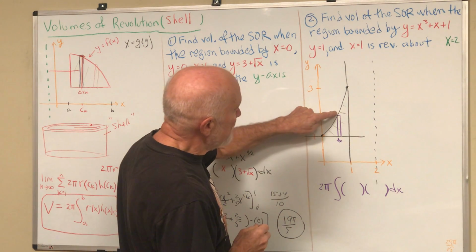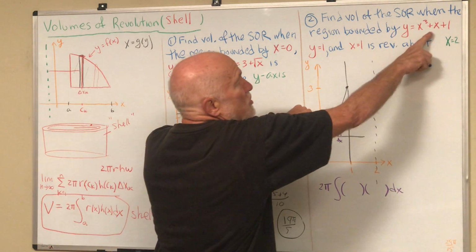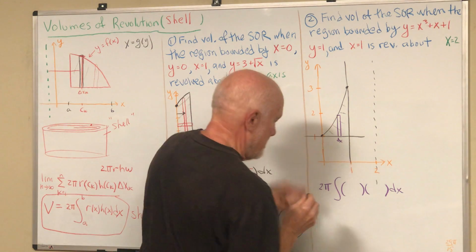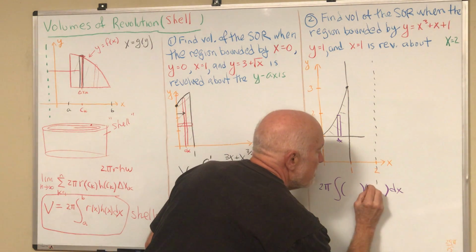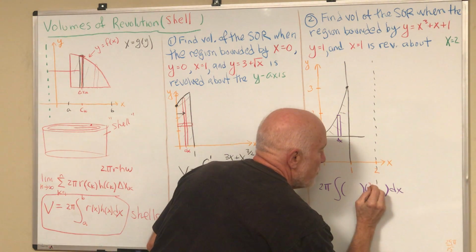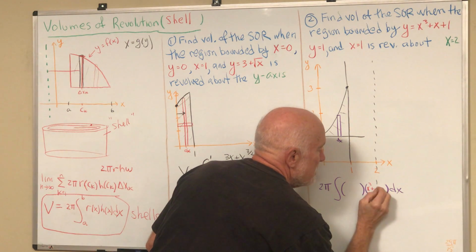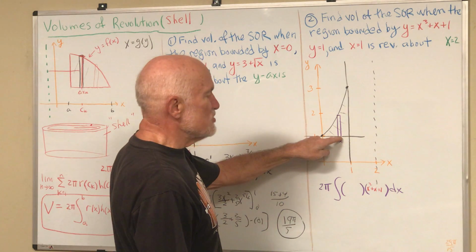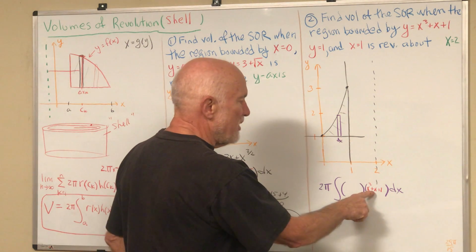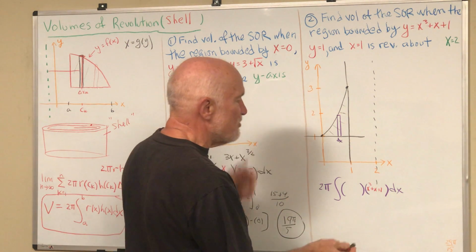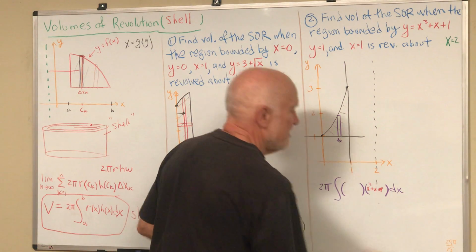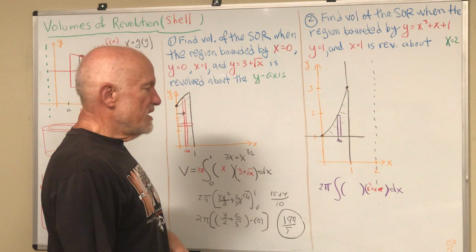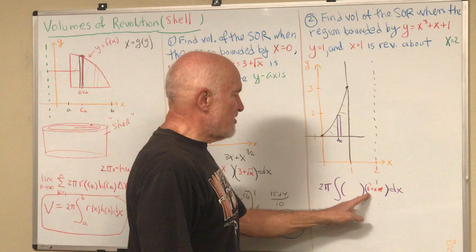So the height is this y value, which is x cubed plus x plus 1, minus this y value, which is 1. So you get x cubed plus x plus 1 minus 1, so that turns out to be just x cubed plus x.